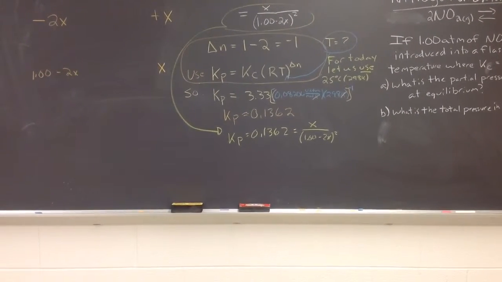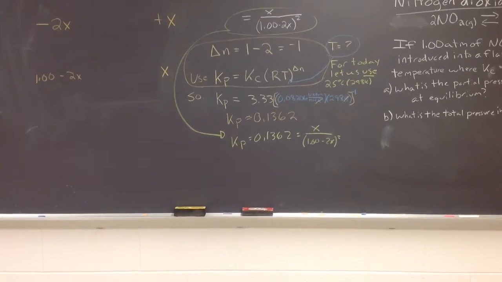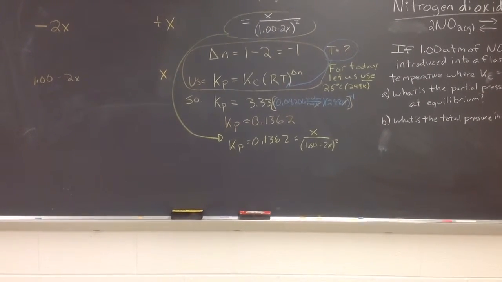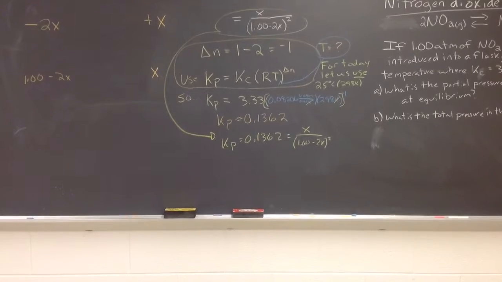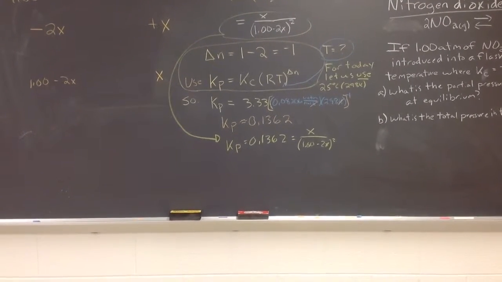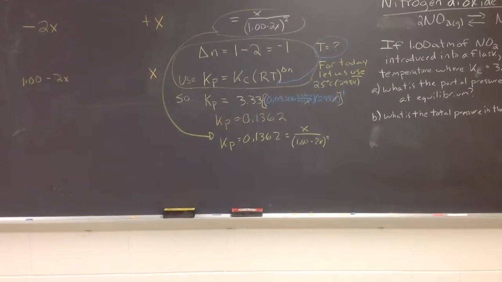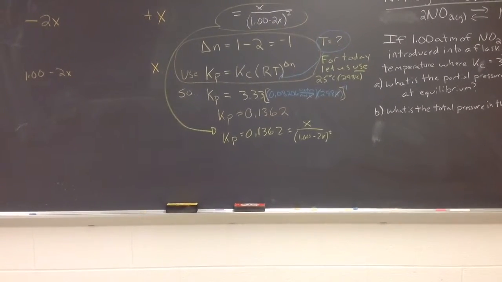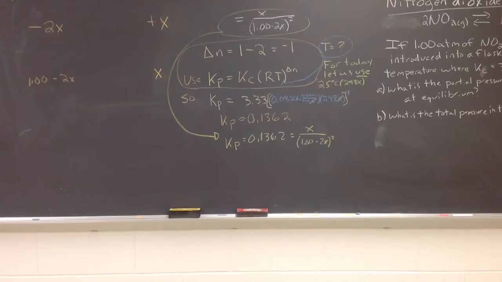To make it simpler, I'm going to have to FOIL the denominator here on the right, get things into x, rearrange things by multiplication and division, and I'm going to end up with a quadratic. I can see that I'm going to end up with a quadratic. Alright, so let's do that.